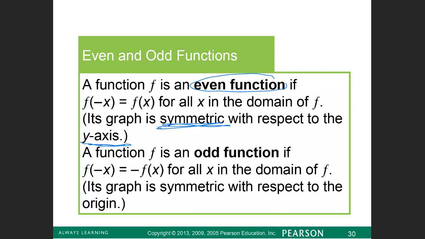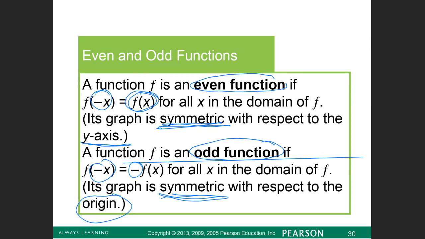Okay, so you're trying to plug in a negative x to your f of x, and then you will get the same equation. Again, plug in negative x, and then you will get the same equation. For the odd function, you will get a negative when you plug in the negative x, and the graph should be symmetric with respect to the origin. Again, it's symmetric with respect to the origin. Okay, so let's have an example.